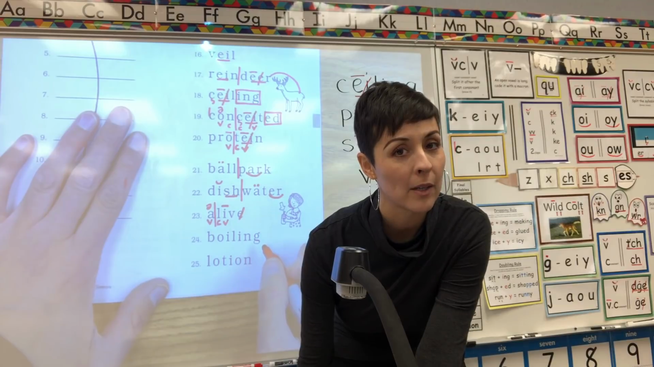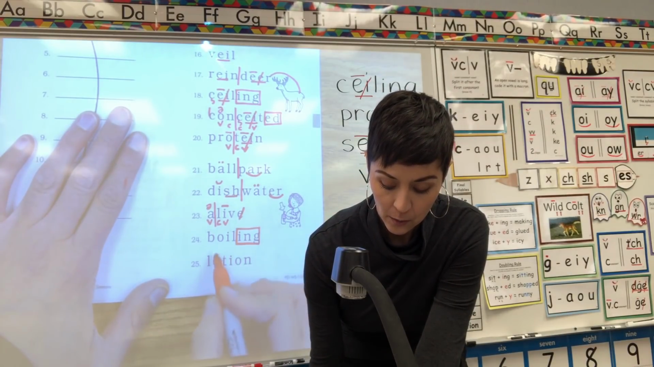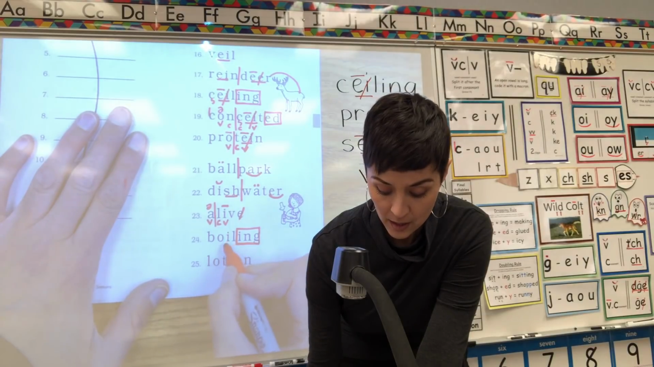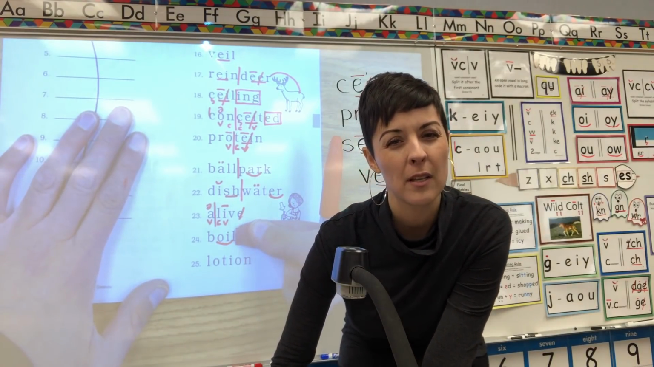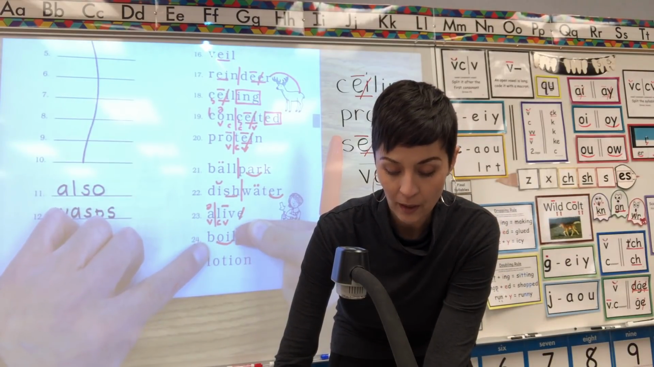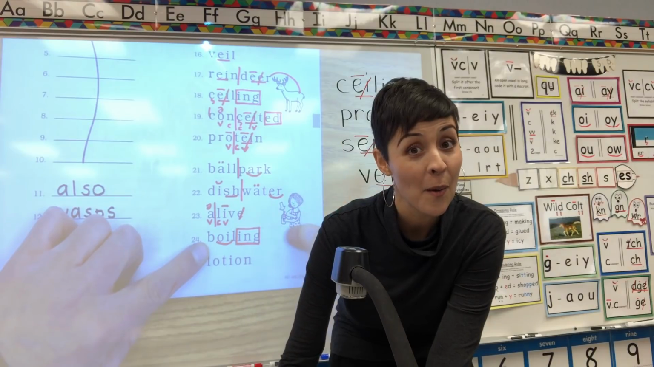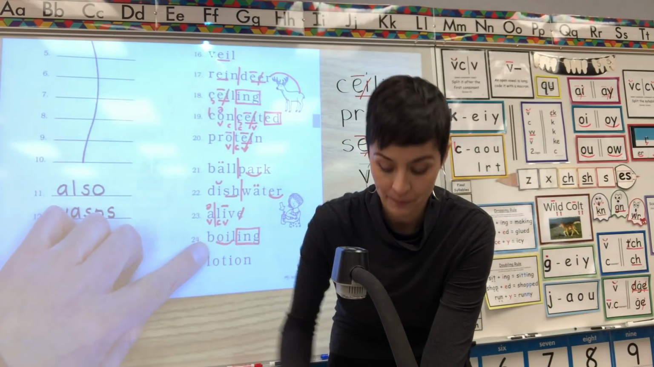24. Box your suffix ing. Root word, oi says oi. Arc it. You cover up the suffix, read just the root word first. Starting B, get ready. Boil. Whole word. Boiling. You got it. Like the water is boiling and bubbling.